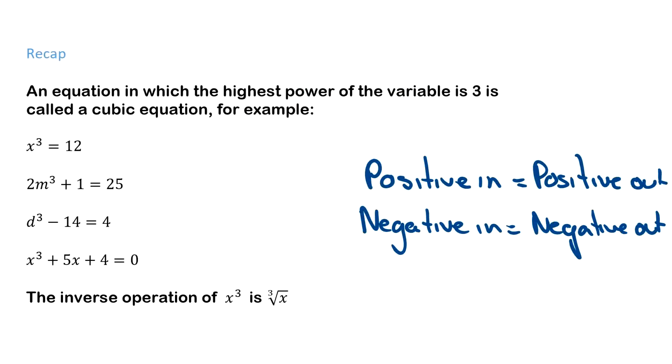To recap the video, remember an equation in which the highest power of the variable is 3 is called a cubic equation. So x cubed equals 12, 2m cubed plus 1 equals 25, and so on. So remember, your inverses are, if you have an x cubed, the inverse operation is cube root. And remember, if a positive goes in, a positive comes out. If a negative goes in, a negative comes out.